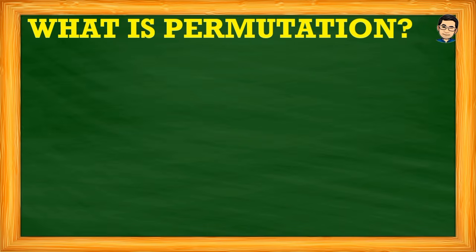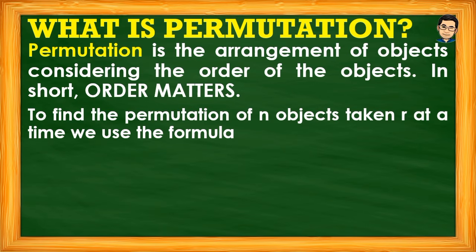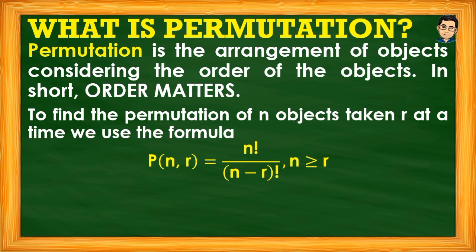So let us have again permutation. So kapag sinabi nating permutation, of course, ang pinaka-pino-point out po niya dito is yung arrangement ng mga objects. So in short, order matters. So to find the permutation of n objects taken r at a time, we use the formula n factorial all over the quantity of n minus r factorial, wherein n is greater than or equal to r.